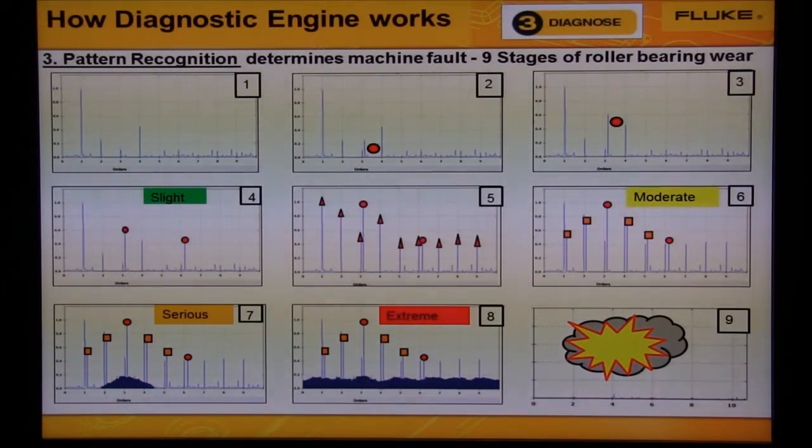Here's an example of the pattern that we would see from a roller bearing. Notice we see the 9 stages of roller bearing wear. We don't need to analyze the data because a diagnostic engine will do this for you. These rules are built into the Fluke 810. You can watch the machine fault go from slight to moderate to serious to extreme.